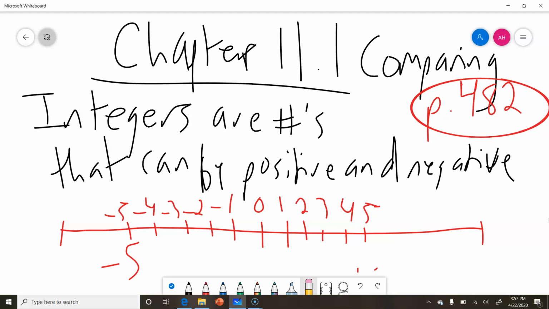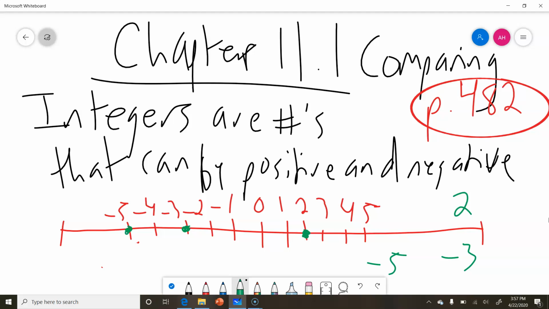Now when we come to plotting these points, what if I said, I want you to put a dot where 2 is? I said, find 2. Well, I'd come right here and I just put a dot. Now, what if I said find -3? Well, I'd come over here and put a dot for -3. That's pretty easy. If I said find -5, I'd come down here and put a dot at -5.